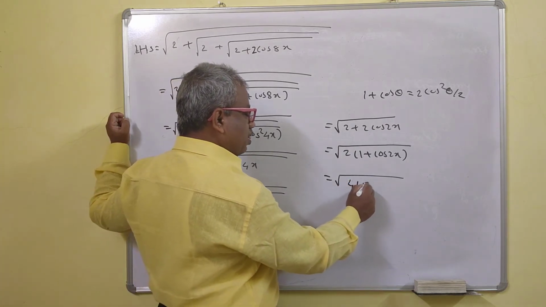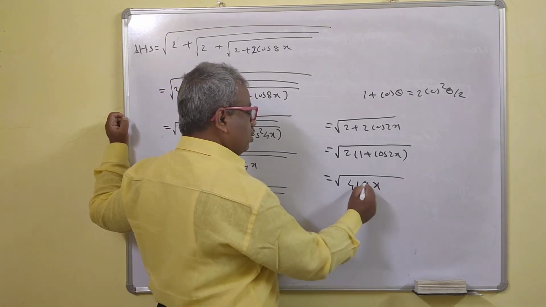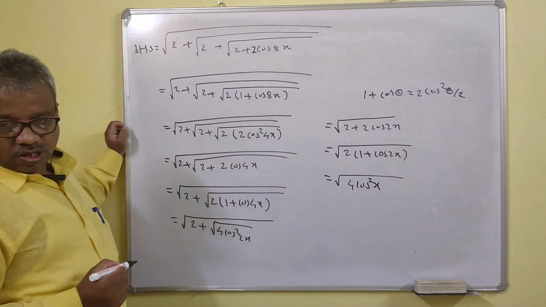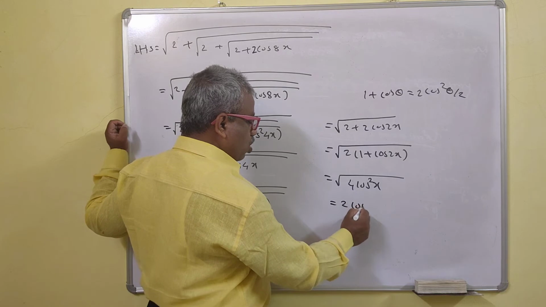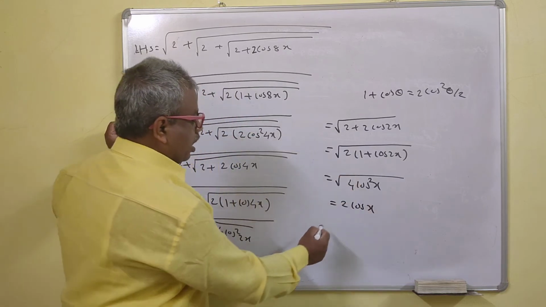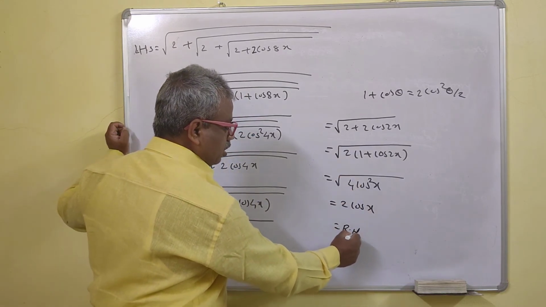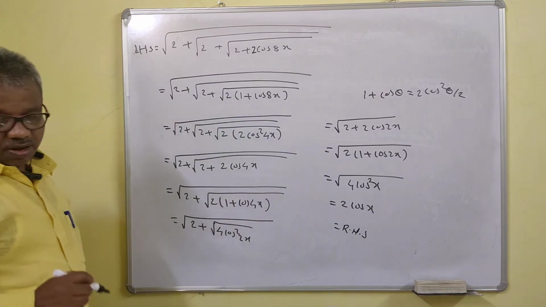And take the half of the angle. So this is what? x. Cos square x now. And take the root of that one. This will be your 2 cos x. Right? And it will be your RHS. That means your problem is over.